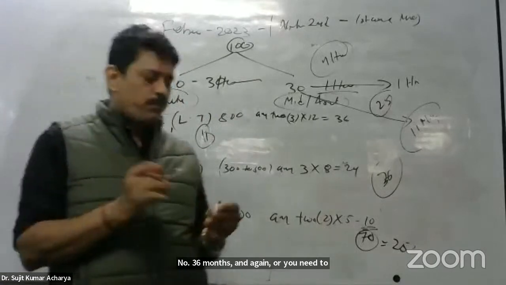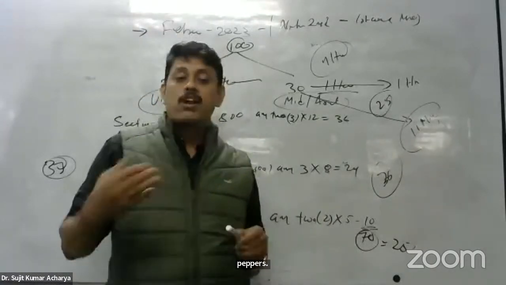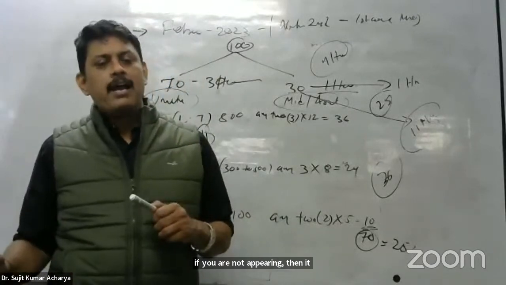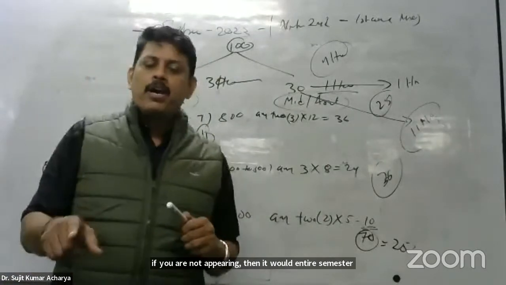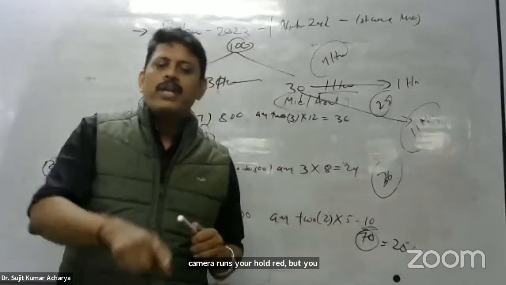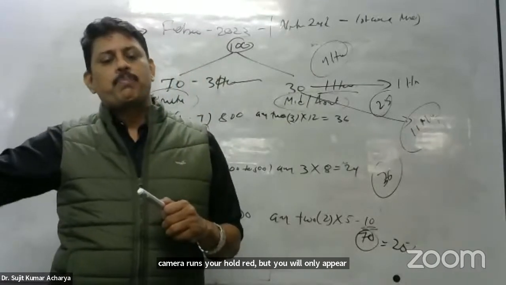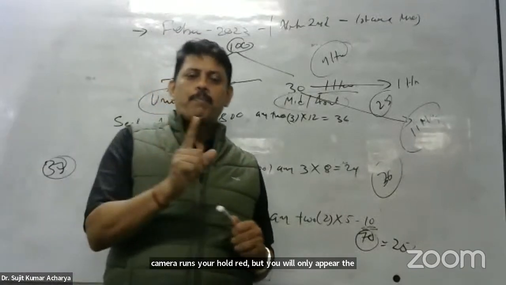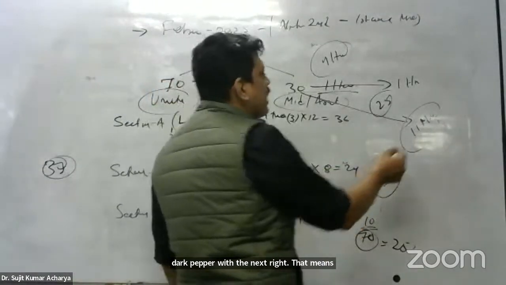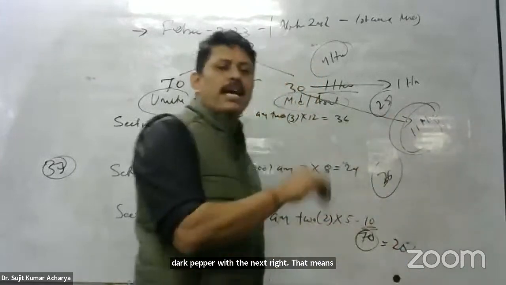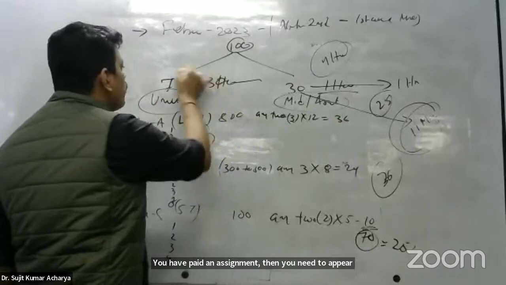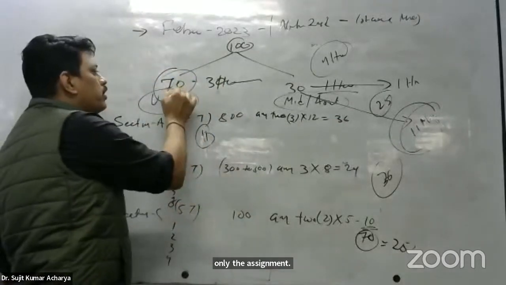If you are failing, or if you are not appearing, then the entire semester will be on hold. But you will only appear for that paper with the next batch of students, right? That means you do not need to appear in all the papers. Suppose you have failed in the assignment, then you need to appear only in the assignment. Suppose you have cleared that, but you have failed in the university examination, then you need to appear only in that.